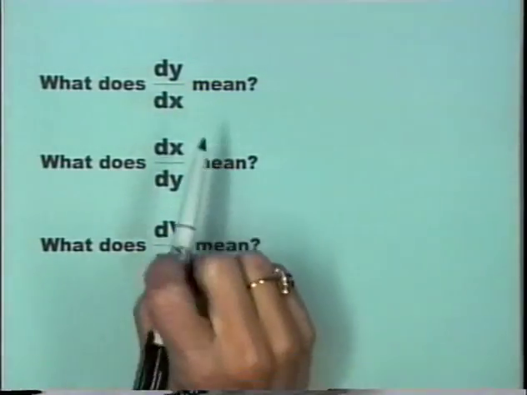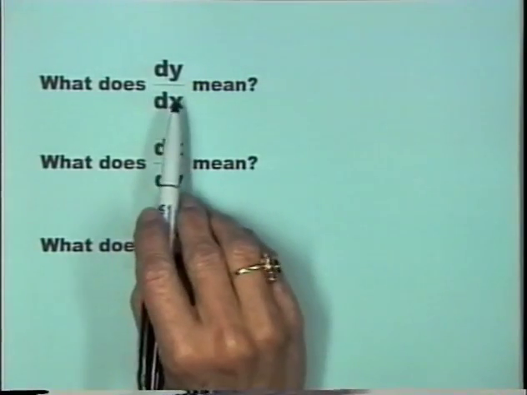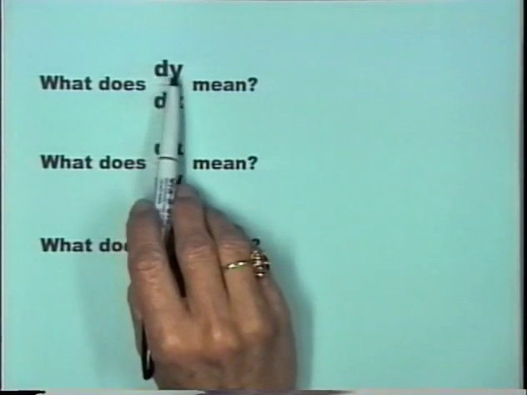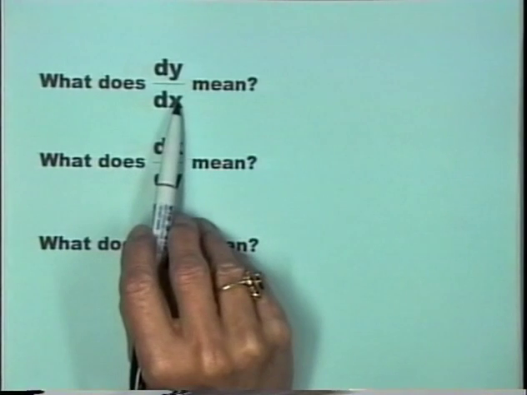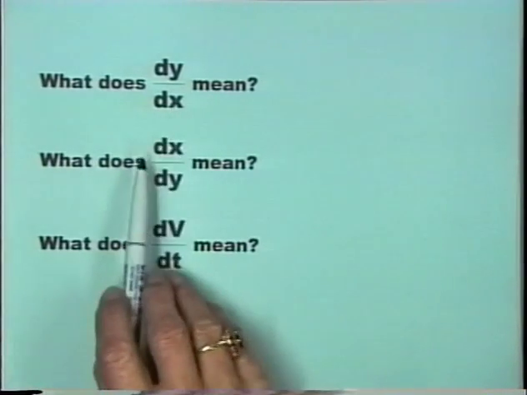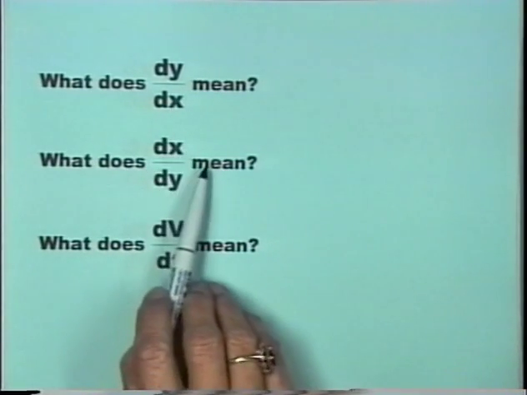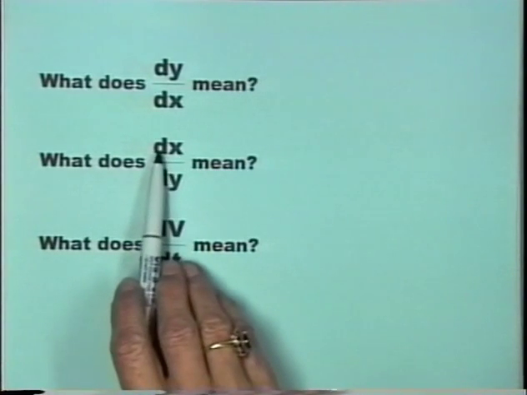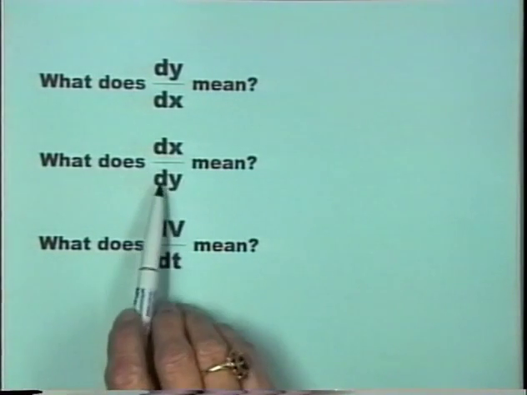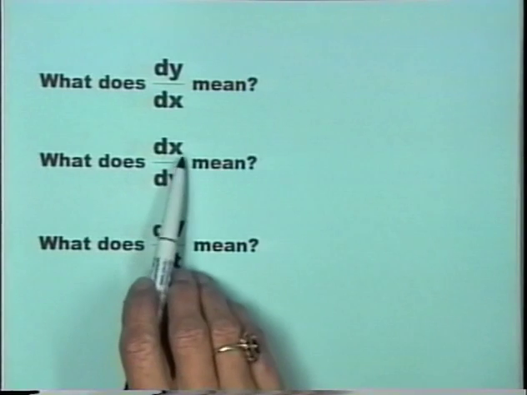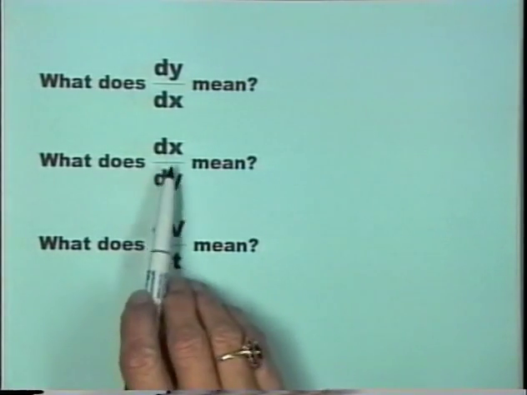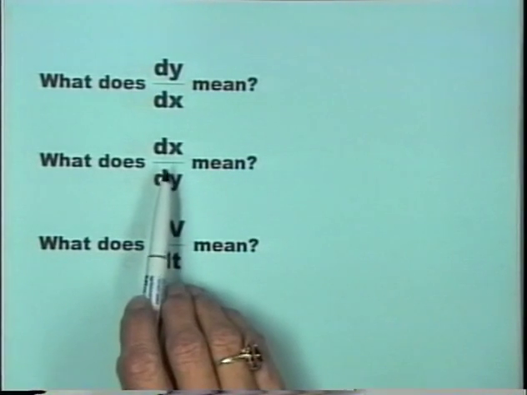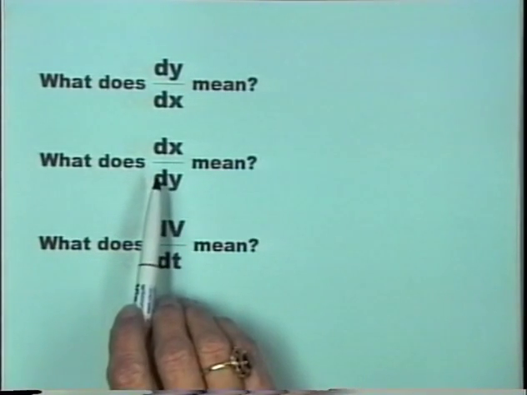So first, what does it mean when you say dy dx? This of course means the derivative of y with respect to x. That means y is a function of x. What does dx dy mean? Well, this is finding the derivative of x with respect to y. It's implying x is a function of y. So basically here, your x and y have switched roles in terms of which is the independent and dependent variable.